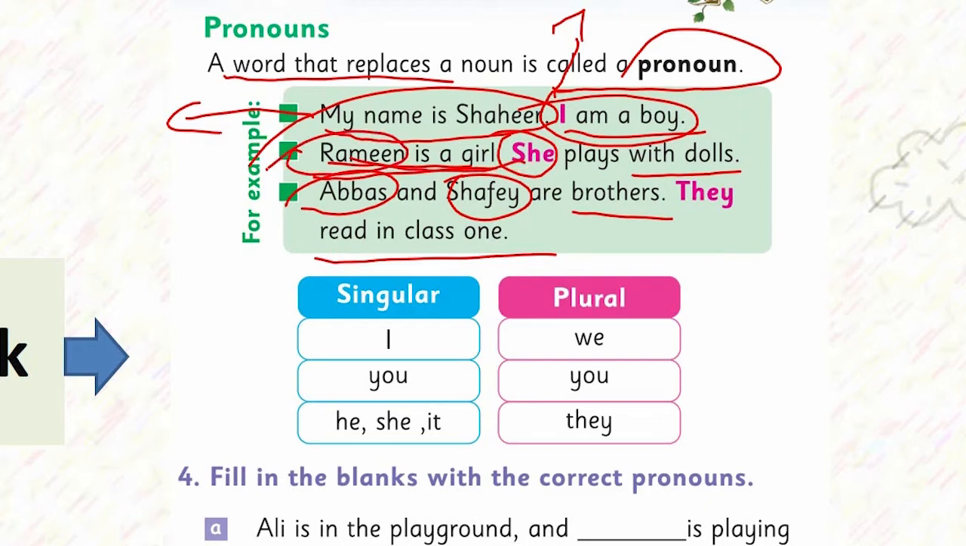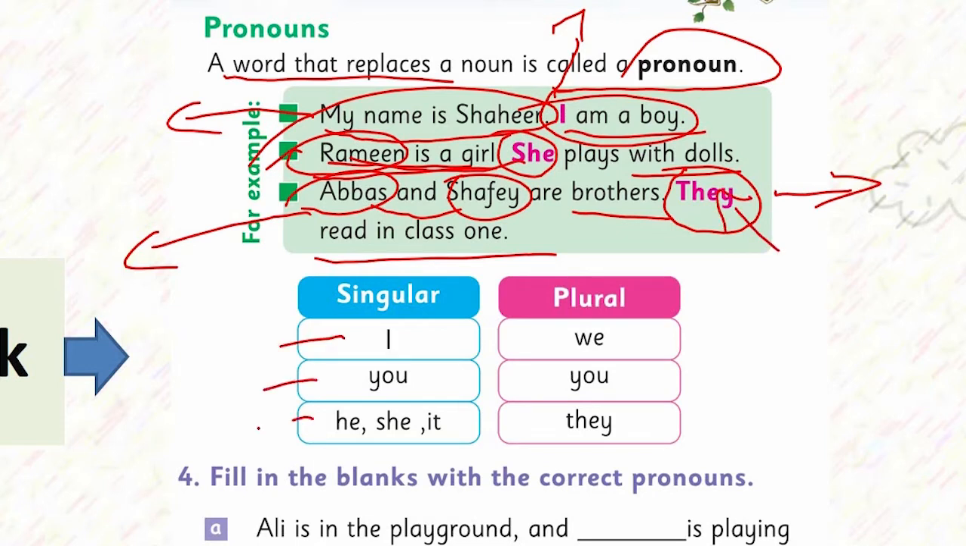She plays with dolls. Abbas and Shafi, other nouns, plural. More than one person. So how will we replace it? Yes, by adding they here. They indicates more than one person because Abbas and Shafi are two persons here. So we will add they. They read in class 1. We have replaced Abbas and Shafi with the pronoun they here. For singular, I, you, he, she, it. For plural, we, you, they.